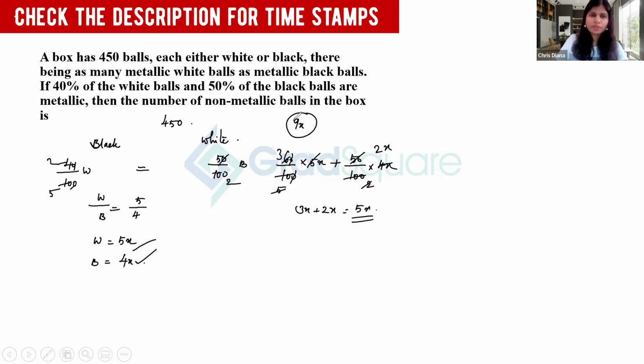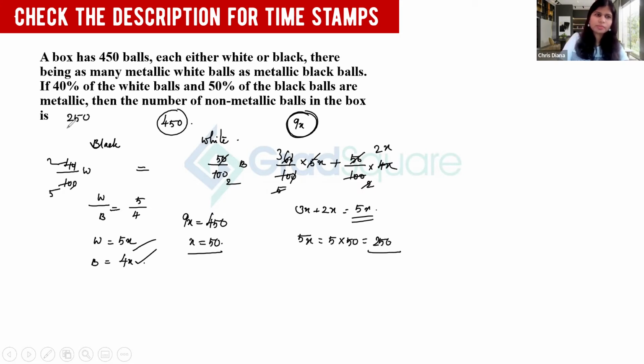Now to get the value of x, I know that the total number of balls present is 9x, which is 450. So 9x is equal to 450. So I get x is equal to 50. Now 5x is the total of non-metallic balls. 5x is equal to 5 into 50. That's going to be a total of 250. This was the expected answer here.